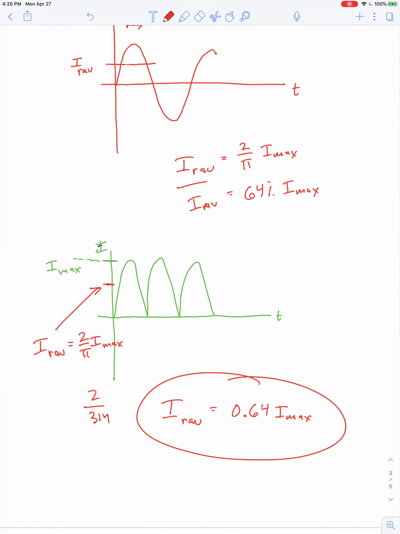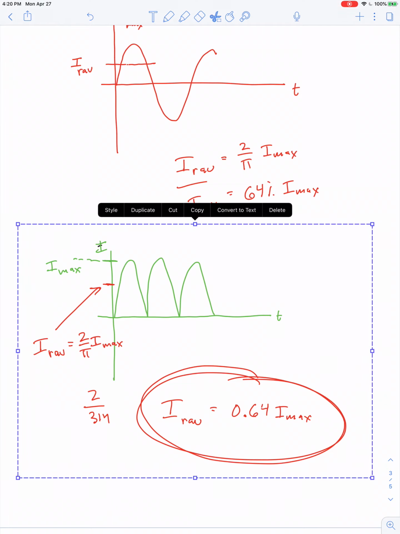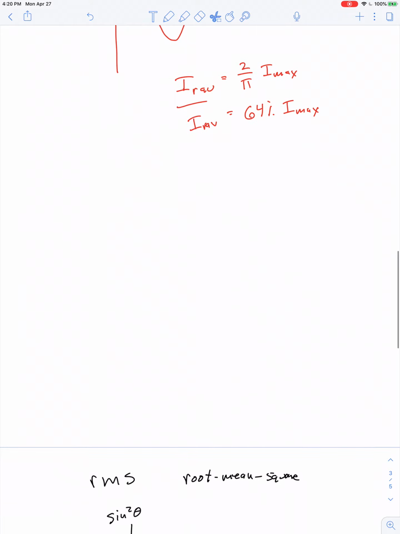Oh, somehow I already have that stated again here. Got ahead of myself. Let me delete that. Oh, I see.